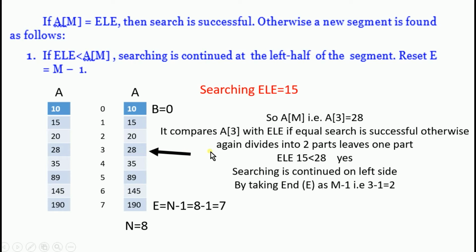Now, of these two parts, we will leave one part by taking the condition this way. If 15 is less than 28, keep the left part. If 15 is greater than 28, keep the right part. Presently 15 is less than 28, which is true, so it will leave this part and keep the left part. The left part is kept and the right part is truncated, as we will see on the next screen.